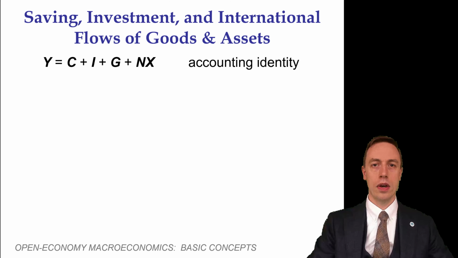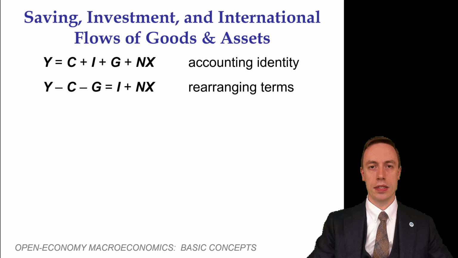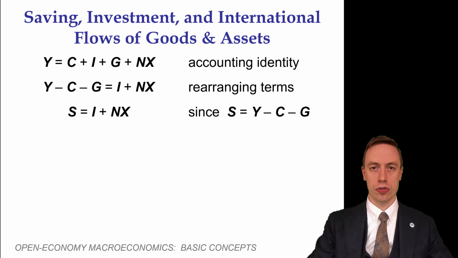Step number 1. We're going to subtract consumption and government spending from both sides of this identity, giving us GDP minus consumption minus government spending equals domestic investment plus net exports of our country. Now the term on the left here, GDP minus consumption minus government spending, will hopefully be familiar to you from our lecture on saving, investment, and the financial system. That term is the national saving of a country, abbreviated using a capital S.